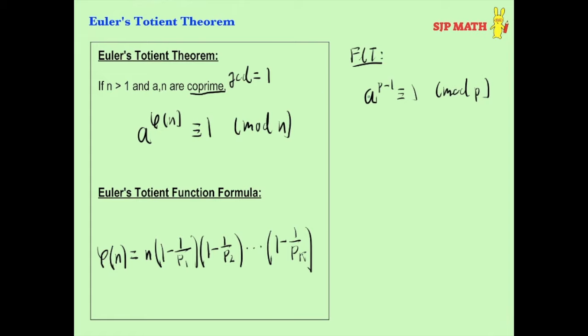And it's pretty obvious that a shouldn't be a multiple of p, because if a is a multiple of p, then this whole thing is 0. And we're not going to talk about that too much. So here, we see that by Euler's Totient Theorem, since a is not a multiple of p, a and p have to be coprime, since p is prime. So a and p are coprime. And let's see what the totient of p is.